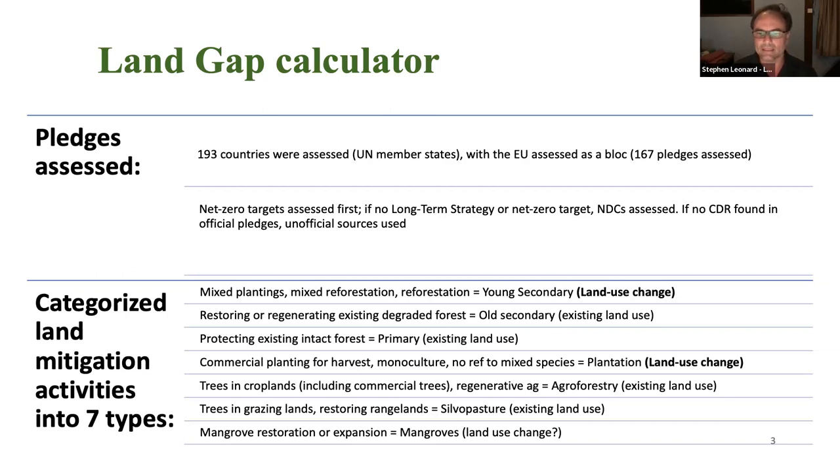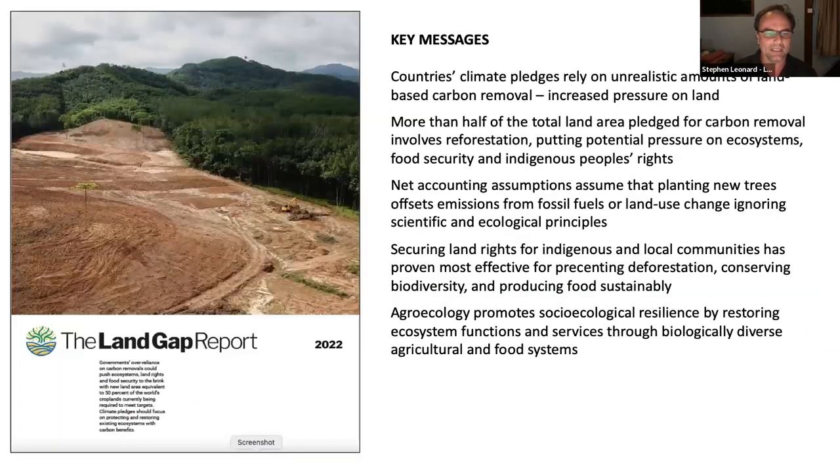And maybe we can just move on to the next slide, which has some key messages that came from the report. So what we found from looking at the reliance on removals in NDCs was that countries' climate pledges rely on an unrealistic amount of land. Essentially, there's more land required for removals in the current NDCs than what is actually available. And so this results in a very significant amount of pressure in addition to the existing pressures that we're seeing on land.